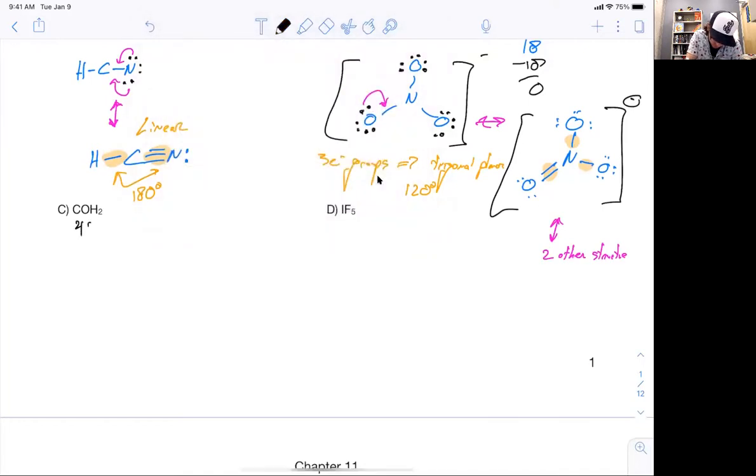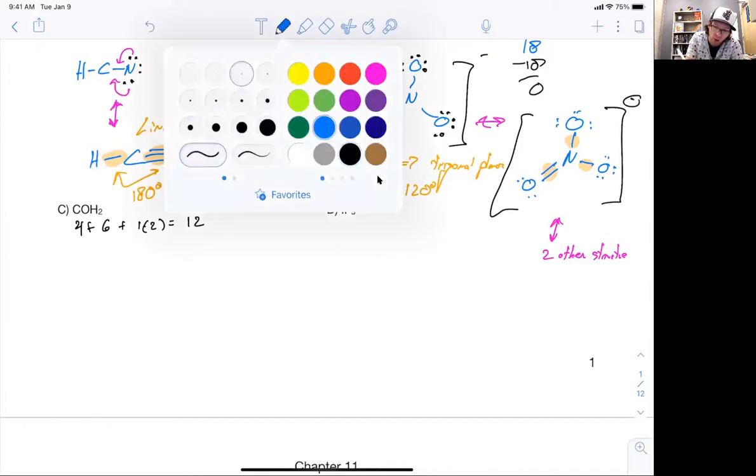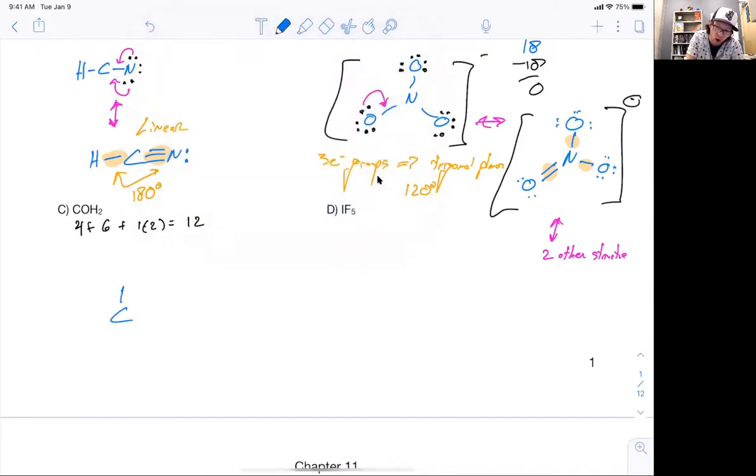So carbon brings 4, oxygen brings 6, each hydrogen brings 1, but there's 2 of them. So we got 12 valence electrons. One guideline that you might remember is that the least electronegative, the one that's closest to the staircase, the one that's most metallic, the one that's furthest away from helium, is going to most likely be in the center. So we're going to put our carbon in the middle, and we'll connect the oxygen to the carbon and the hydrogens to the carbon.